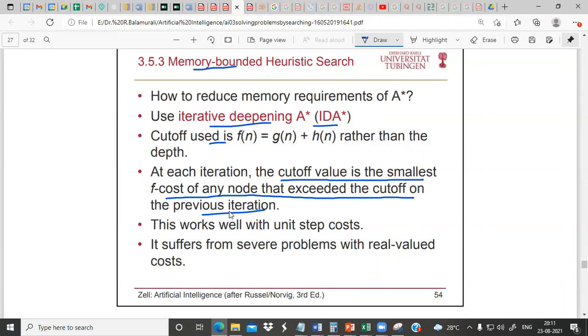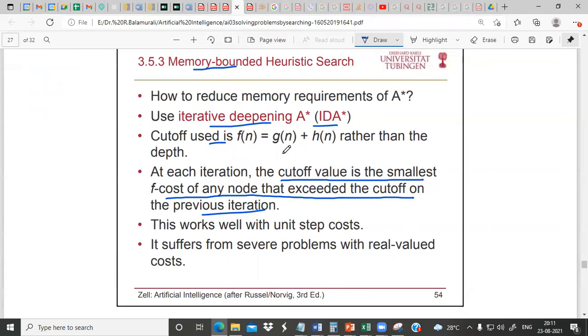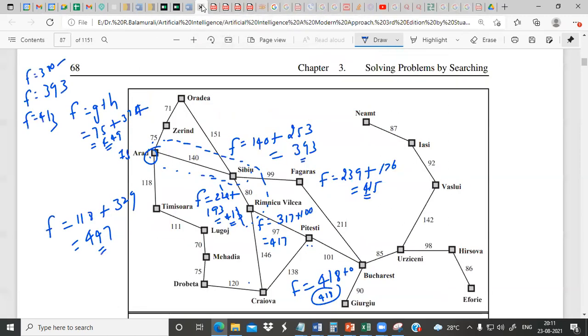So at each iteration, the cutoff value will be the smallest f cost of any node that exceeded the cutoff of the previous iteration. In the first iteration, our cutoff value is 380, but with 380 only Arad is there. So now we have to increase the cutoff value. How are we going to increase it? Whichever is the next node, the cutoff value is the smallest f cost of any node that exceeded the cutoff in the previous iteration. So that is how we increase the cutoff.